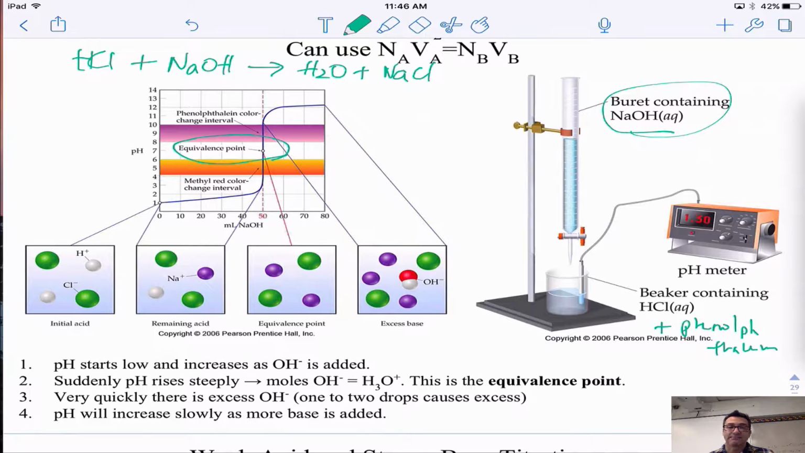If you keep adding base like they do here, and you get excess OH minus, you can see that the pH rises much higher, and then it levels off at the top. So this is a sigmoidal curve. It has this S shape to it. The equivalence point is the point right in the middle of this titration curve, where you started with an acid and you're adding base, and you're perfectly neutralized at that point, that inflection point.